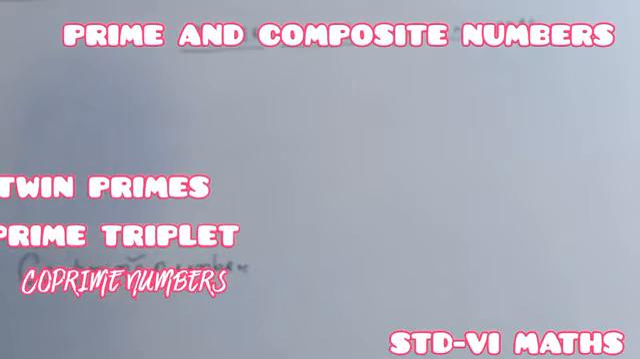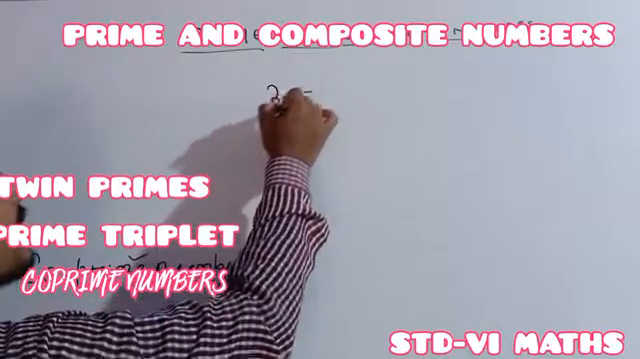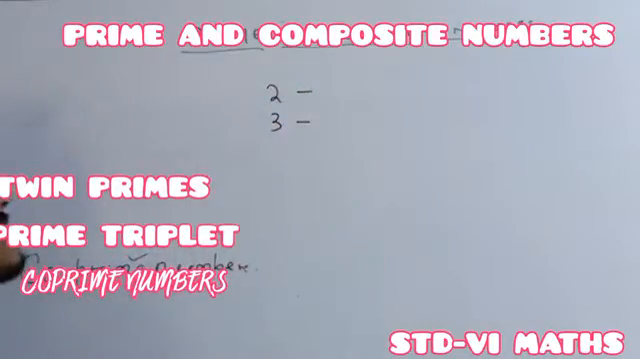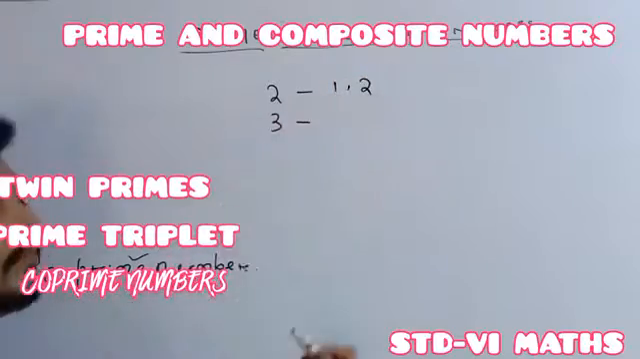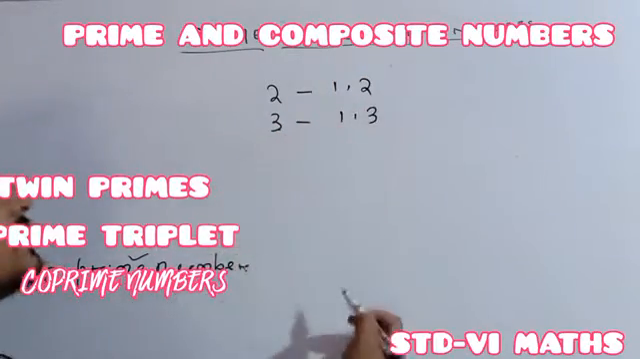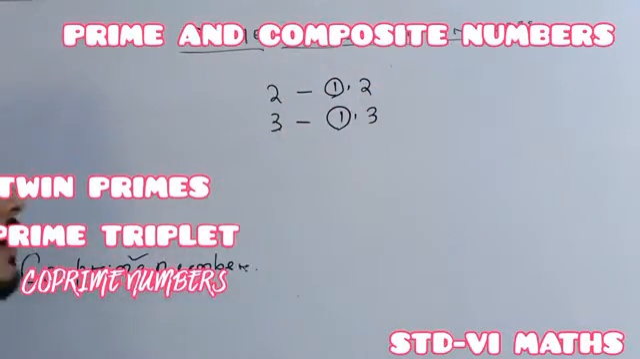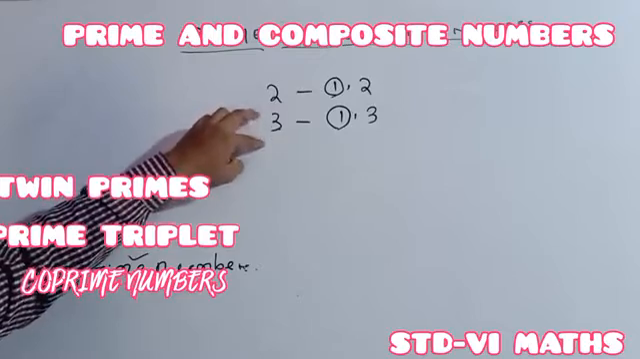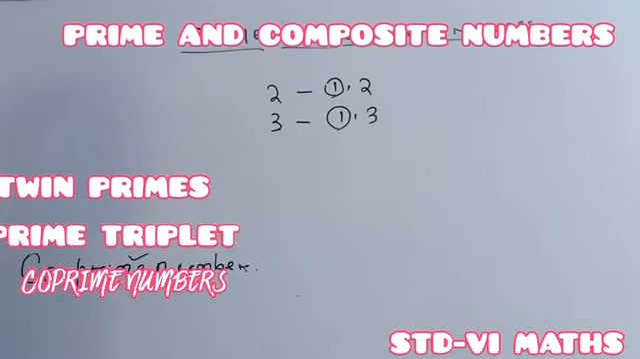See, coprime numbers means, suppose one number is 2, another number is 3, we are doing the discussion. Its factors are 1 and 2. Its factors are 1 and 3. See, here it is 1, here it is 1. Between 2 and 3, the common factor is only 1.